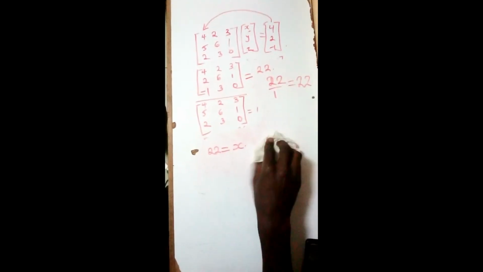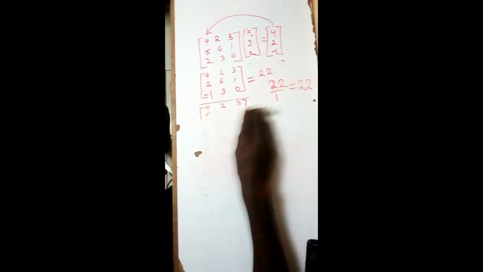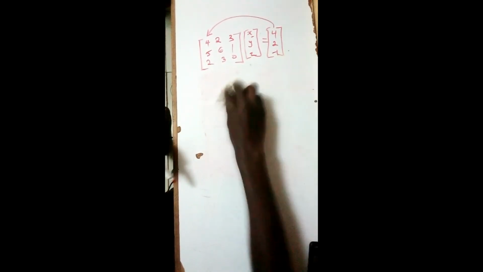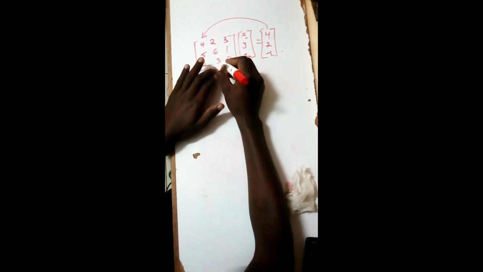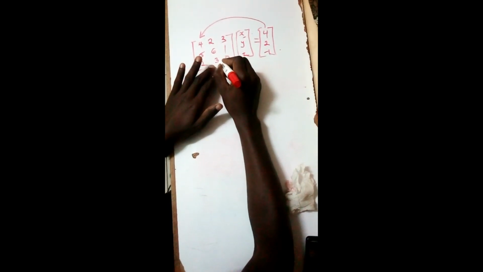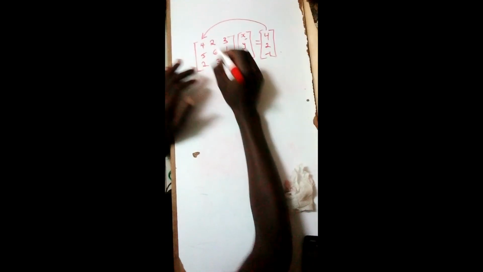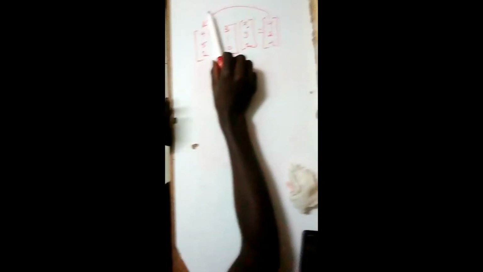So let's go again to get the value of y. Remember, we've gotten the value of x. So let's go to y. We are taking this matrix. Our concentration is in this second column, so we are going to close this second column.